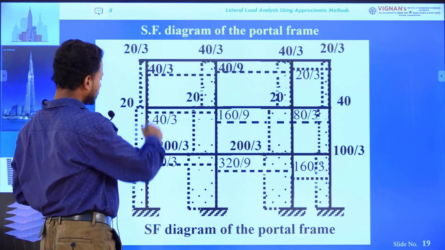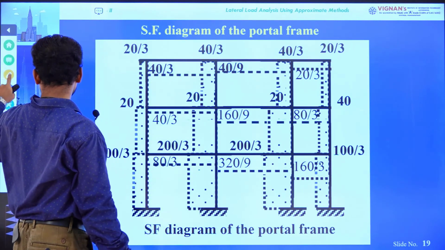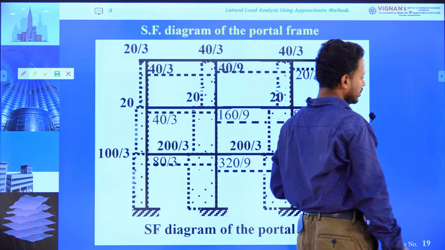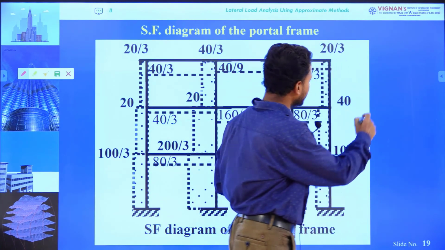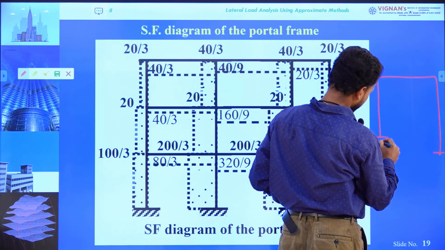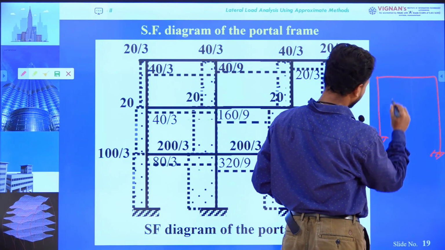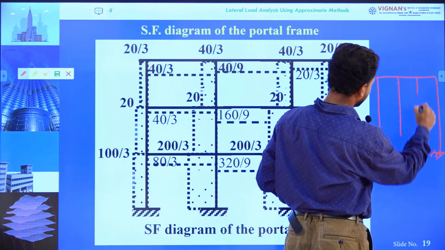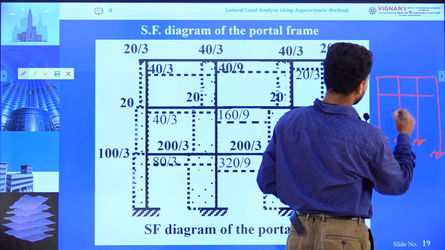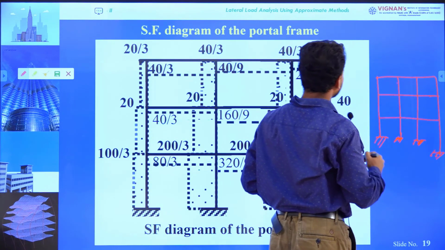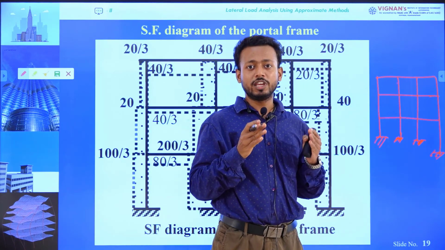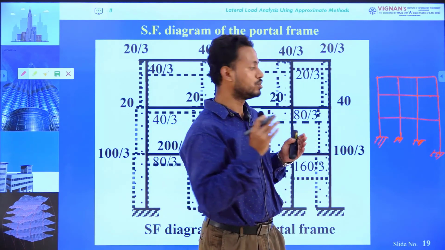First you draw the frame that is given to you. This is the frame given to you. One column, another column. This is a 3-story frame. Now what are the shear forces you are getting in the beams and in the columns? You draw in this way.